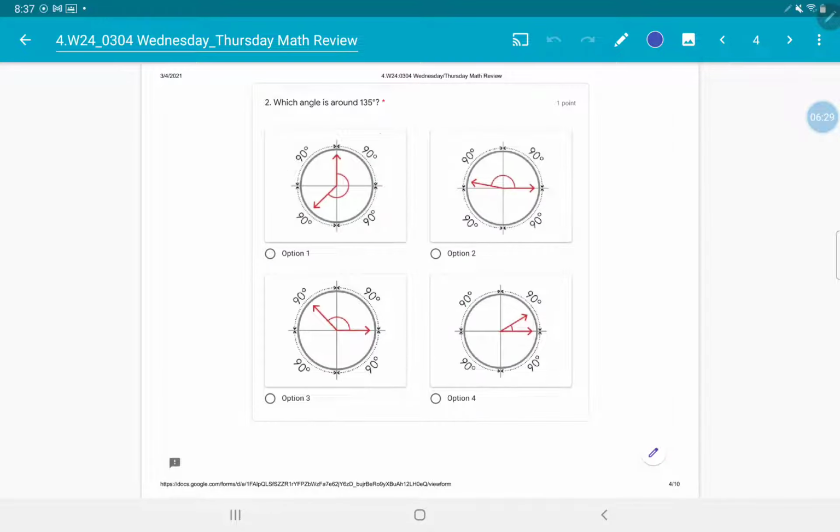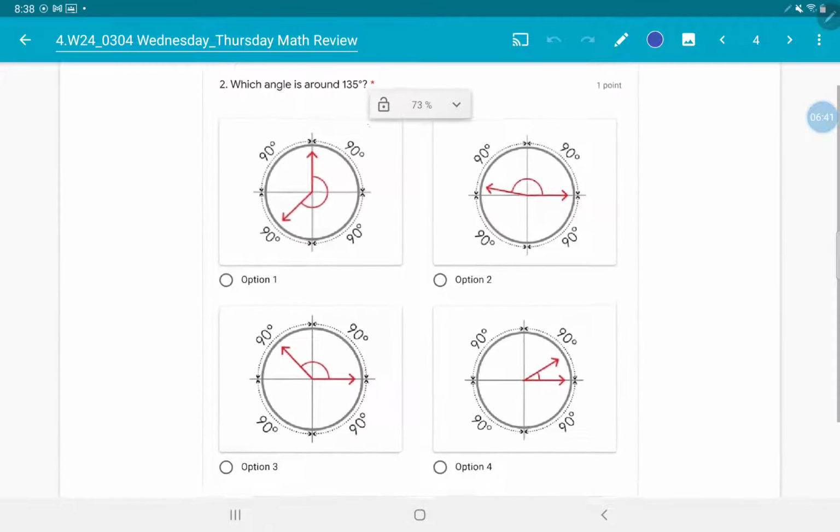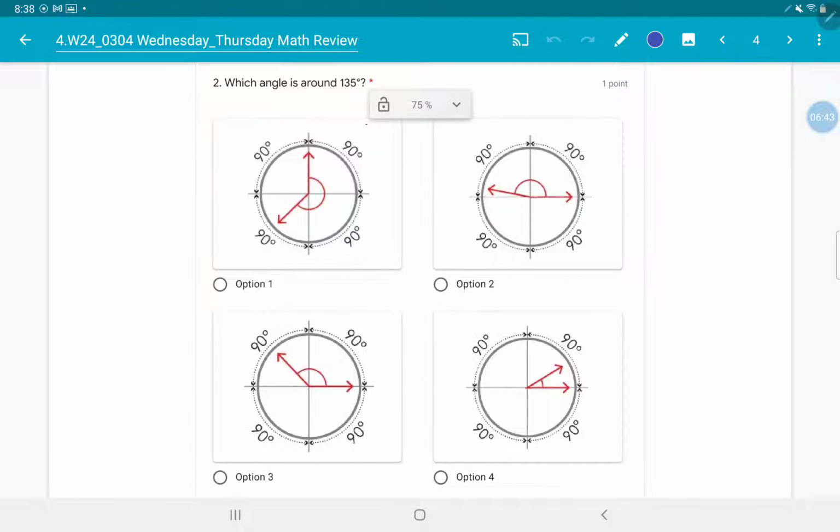All right. Next we have some angles. It asks which angle is around or about 135 degrees. So if I'm looking for about 135 degrees, if I look at option 1, remember the little semicircle in the middle shows the part of the angle that we're measuring.